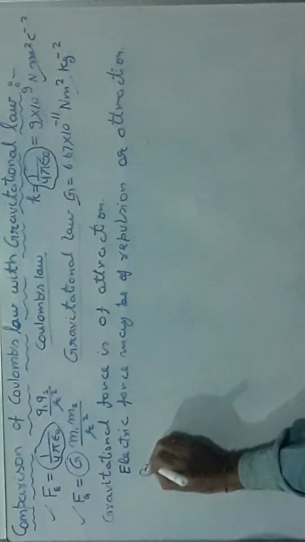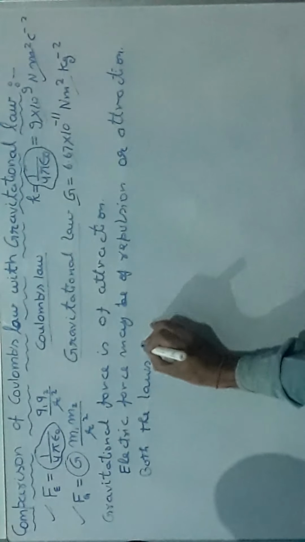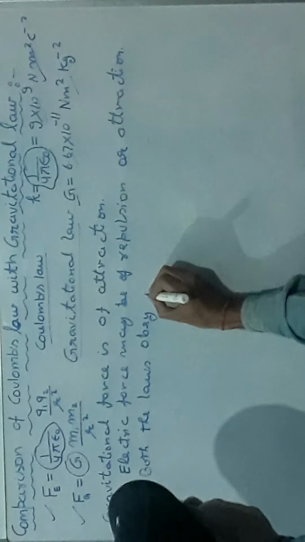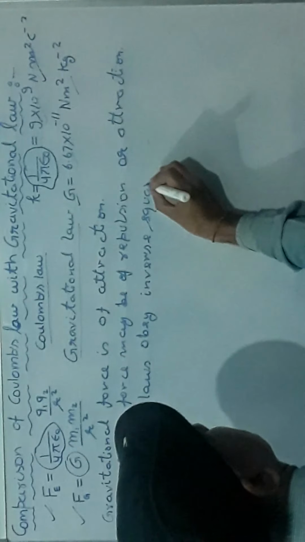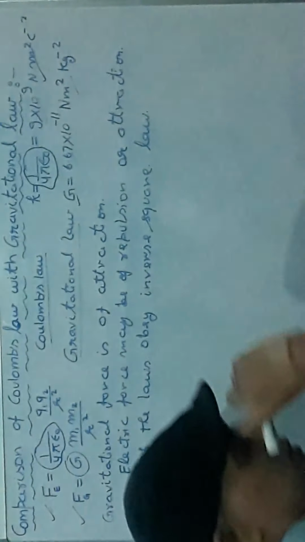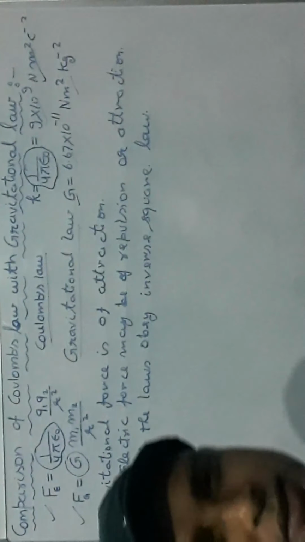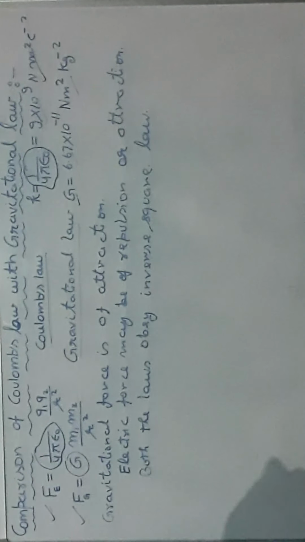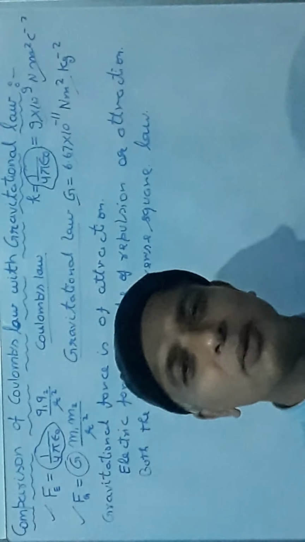Okay, next, both the laws obey the inverse square law. What is inverse square law? Actually, you have seen Fe is inversely proportional to the square of the distance between them. In the same manner, Fg, the gravitation force, is also inversely proportional to the square of the distance between them. So this is the similarity.